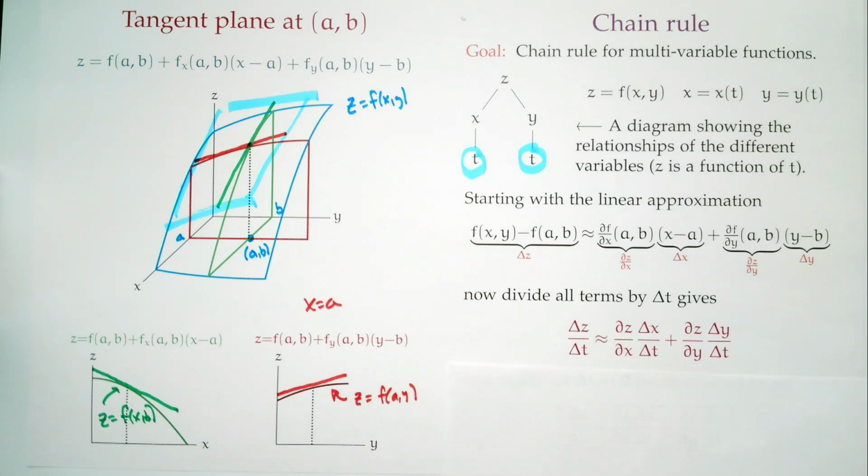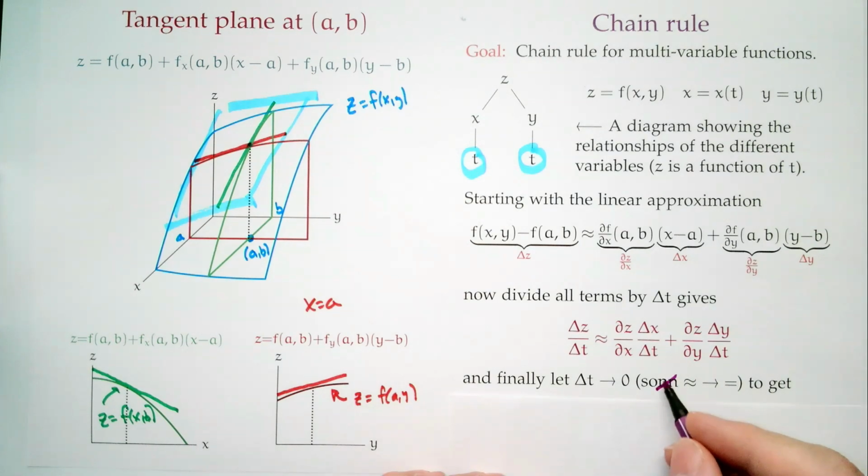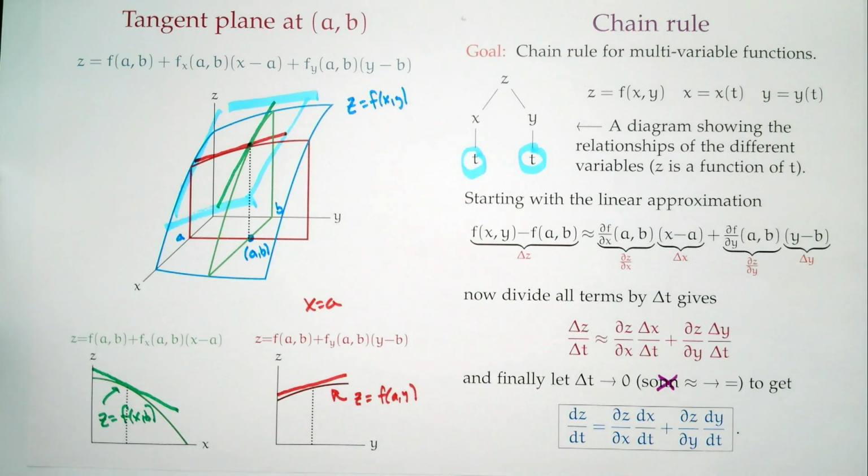Let delta t go to 0. As we let delta t go to 0, our approximation goes to an equality, because the approximation gets better the closer you are. So as delta t is getting closer to 0, the approximation gets better, and therefore we get the following: dz/dt is equal to partial z partial x dx/dt plus partial z partial y dy/dt.